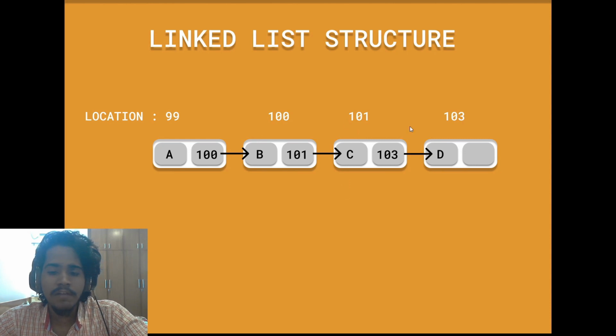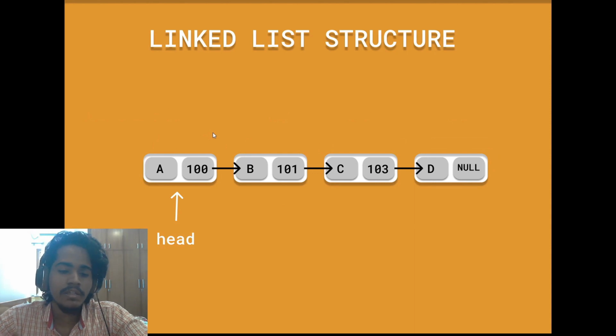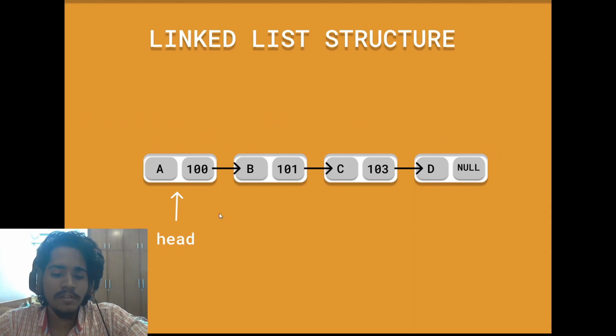But when we reach the end of a linked list, or if the number of objects in a linked list is determined, the final node will have its next value to be null, since there is no other linkage to be done. So this is the linked list structure. And in a linked list, the first node is always called the head.